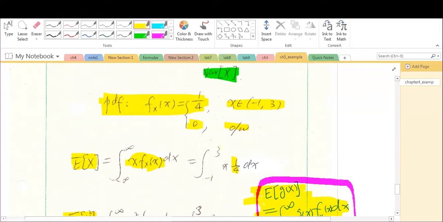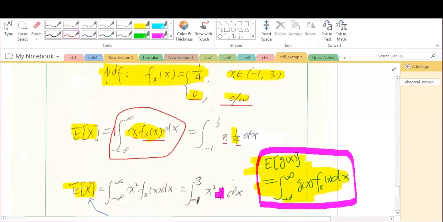So what's the value of the PDF function? Only 1/4. This integral is from -infinity to infinity, but we do the integral in this case from -1 to 3 because of the property of the PDF function here. From -1 to 3, x times the PDF function, that's 1/4. You do the integral. You evaluate this numerically. So this is the expectation.